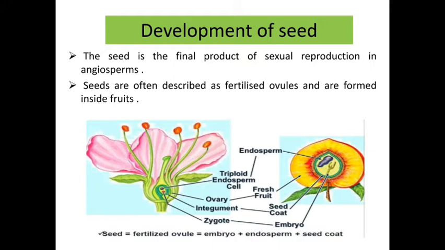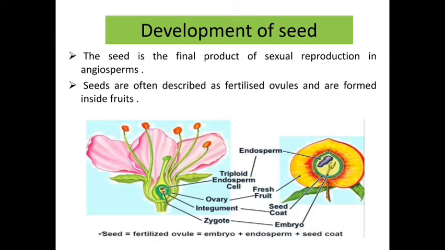Now what happened after fertilization? This triploid endosperm cell has formed what? Endosperm. Now you can see the endosperm where it is present. Endosperm is present inside the seed. It is labeled here. Then again you see the zygote. The zygote develops into an embryo. Can you see where the embryo is? Embryo is within the seed. Now endosperm and embryo, these two are inside the seed.